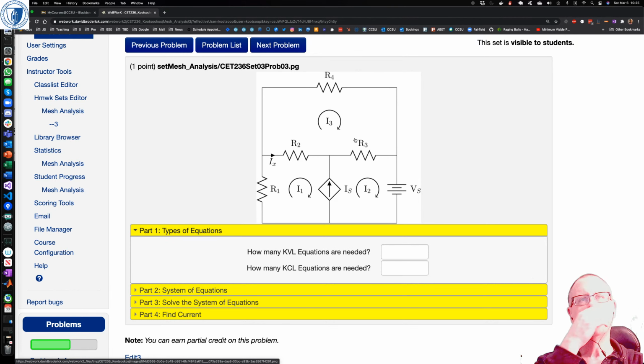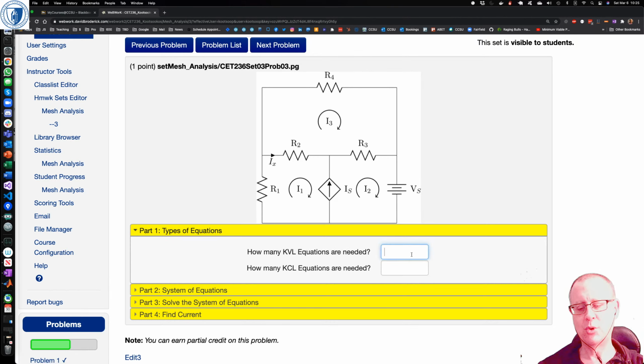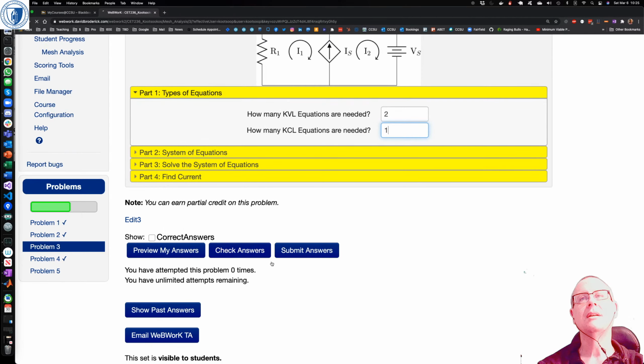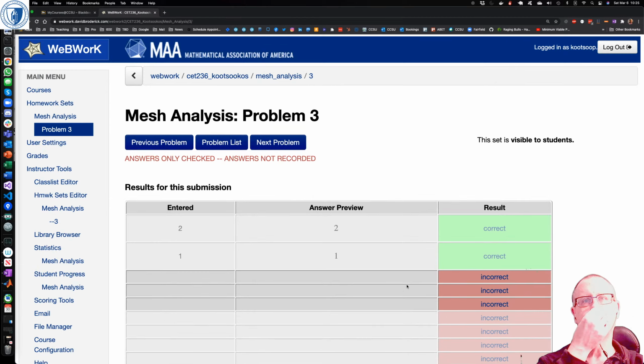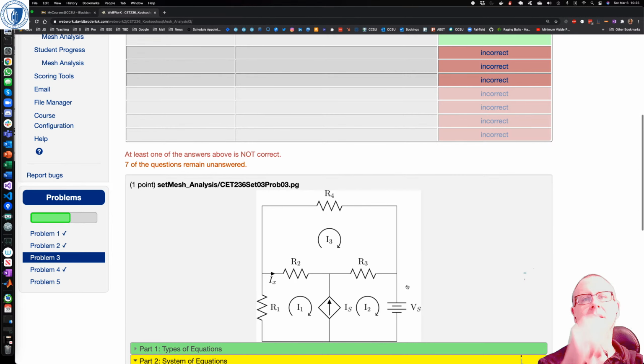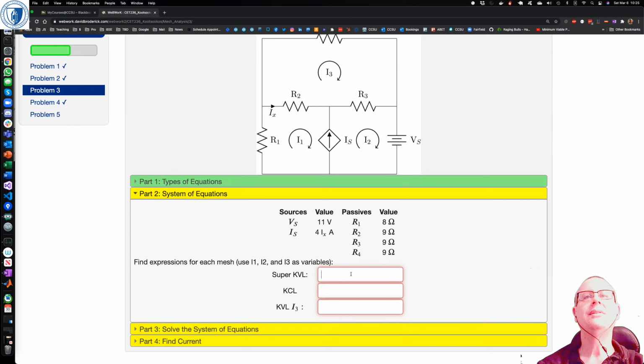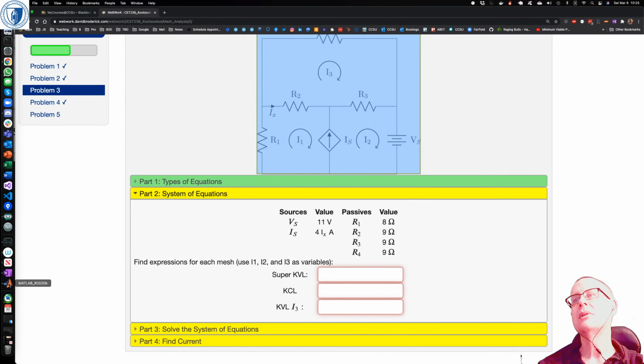So normally when we've got 3 meshes, we have 3 unknowns, so we'd need 3 equations. We still need 3 equations, but normally there'd be 3 KVL equations. In this case we'll have 1 fewer KVL equation, and we need a KCL equation. So then we can check answers. Okay, and they're good. And then we get this option, and let me just copy that image so I can draw on it.